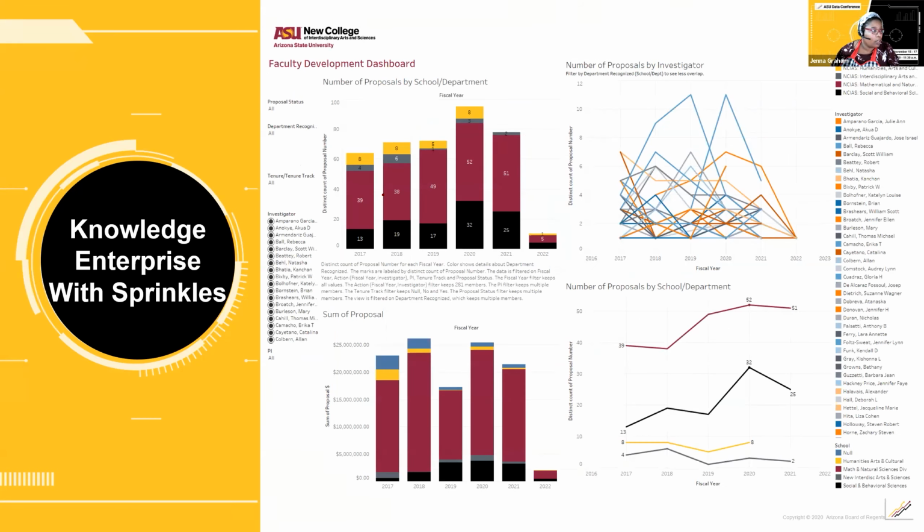An alternate view is the same. We're looking at proposals, but this time we can see a breakdown by the school or department. We can look at investigators, and as you hover over, you would see who those people are and get additional information. We do have some filters for proposal status, department recognized. You can even select investigator or PI.